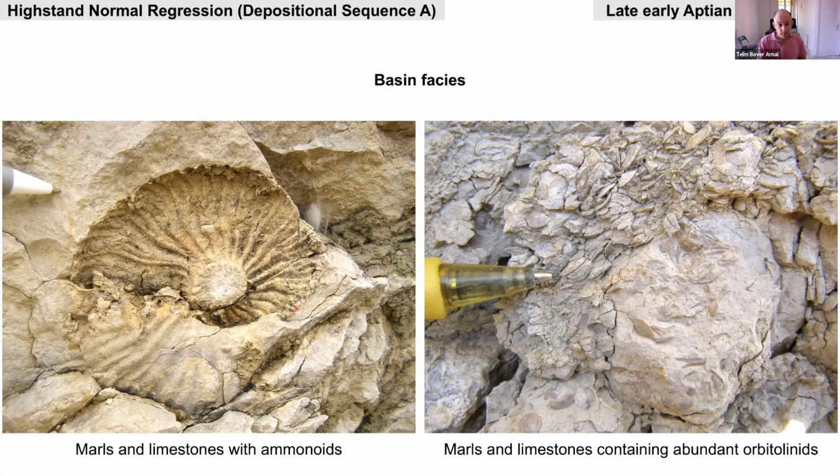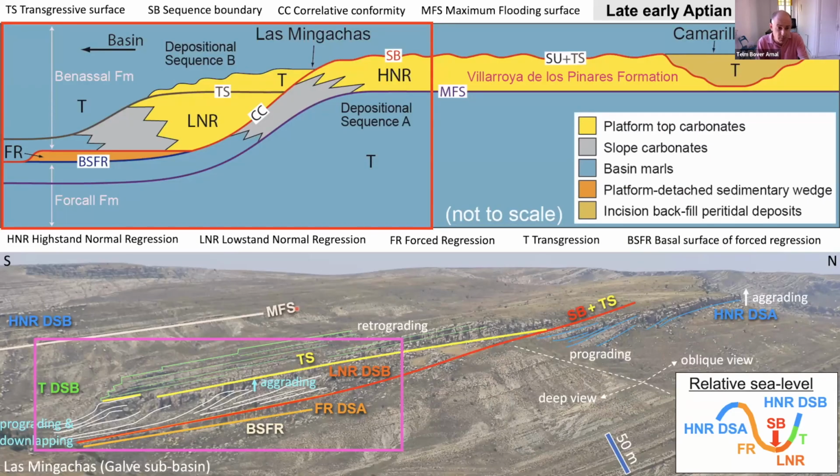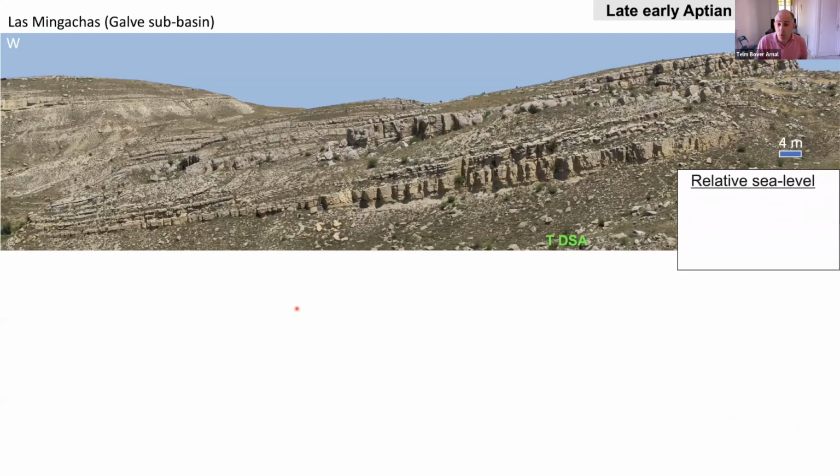water biota. So now I would like to show you in detail this part of the system, the forced regression, the lowstand, and the transgressive platform top carbonates. Here below, we have the transgressive marls with ammonoids of the Forcall Formation. The marls at the top correspond to Eustasy marls. How do we differentiate those Eustasy marls from the transgressive marls? Because at the upper part of the Forcall Formation, the marls also include scattered shallow water components.